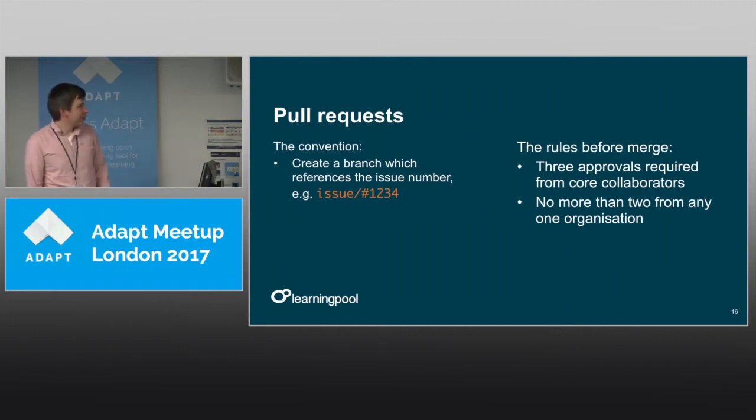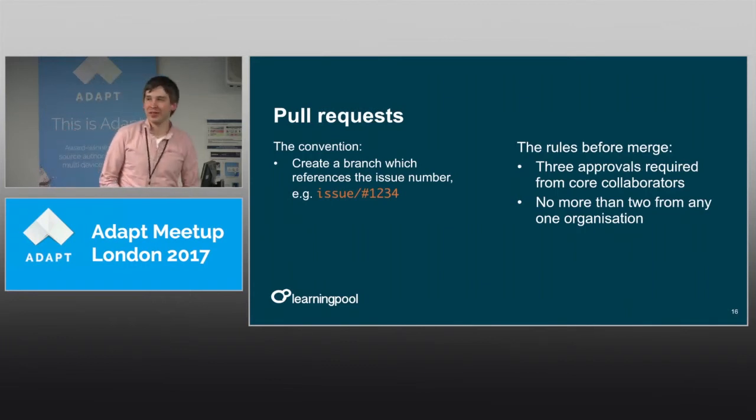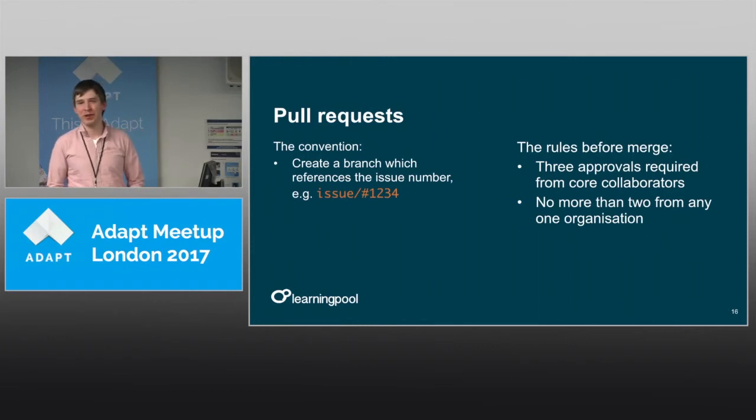The second thing to note is the rules before a merge. So right from the start, we said that 3 approvals were required from core collaborators. Again, this is because there are various companies working on this, and we don't want any one particular company to monopolize a feature or make real changes that wouldn't make sense for the wider community.